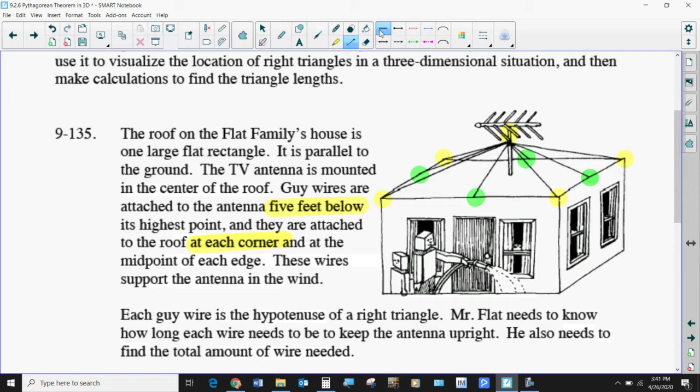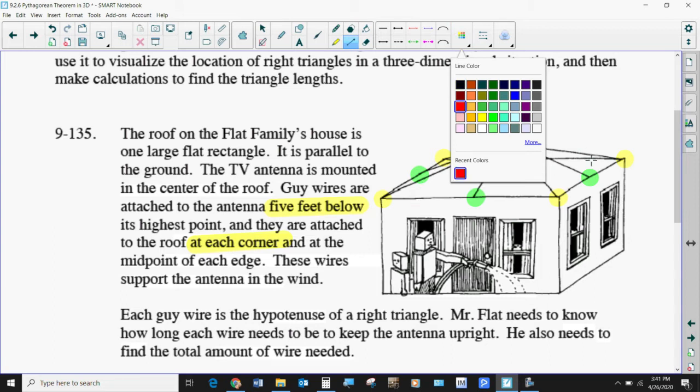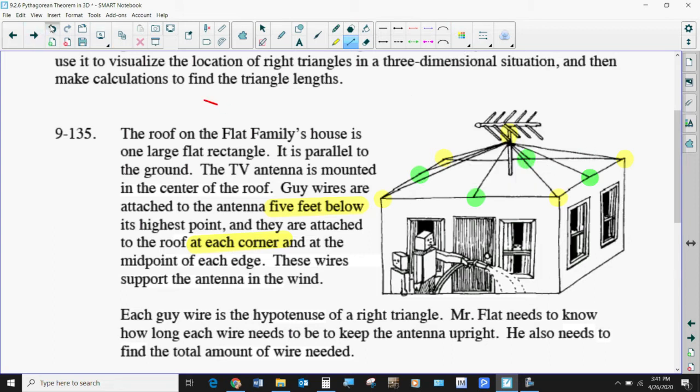Let me take a line there. Let me thin it out. Let me make it the color red. All right, so first let's take a look here. You see, if we were to take this as one leg of our right triangle, and then we went in a straight line along the base of the roof all the way out to that center point, then the guy wire becomes the hypotenuse. And this is the guy wire that's going to be attached to that green dot right there, the center of this side of the roof.